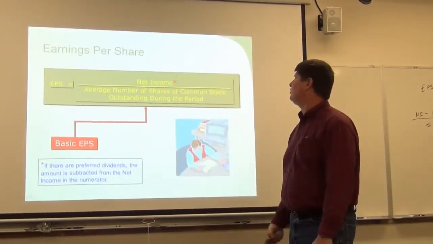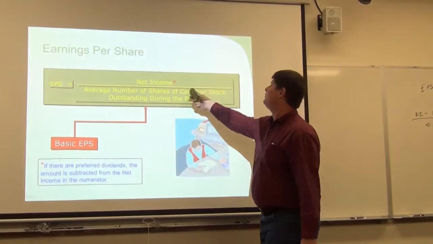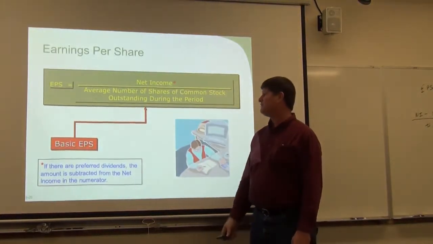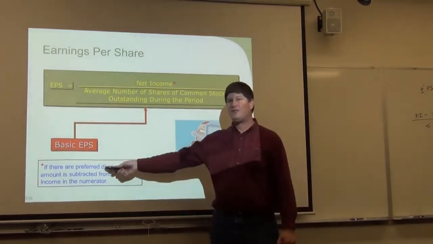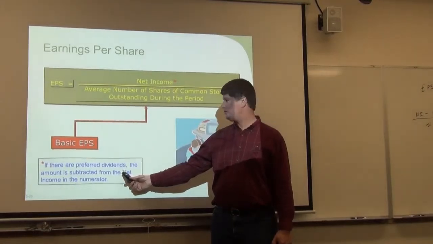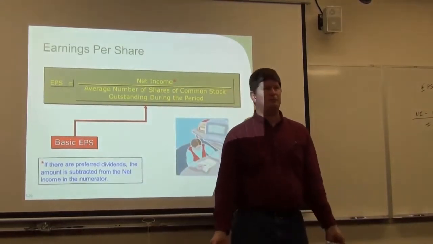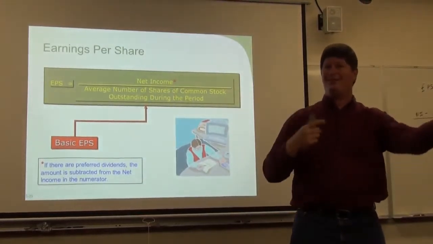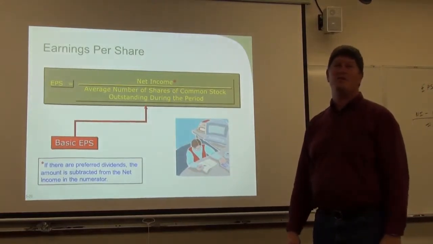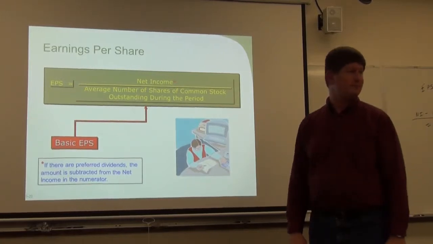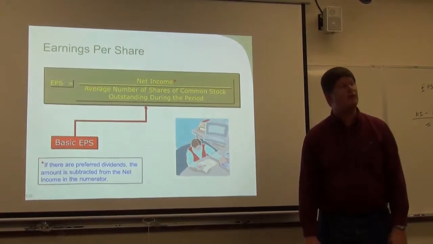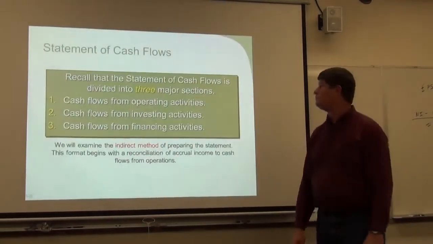Okay, so earnings per share: net income divided by the average number of common shares outstanding. That's the basic earnings per share. If there are preferred dividends that have to be paid to the preferred stockholders, you subtract them from net income. Good? Is this for this chapter? This is for chapter 5. Okay. Yes, ma'am, we're on chapter 5. Okay?